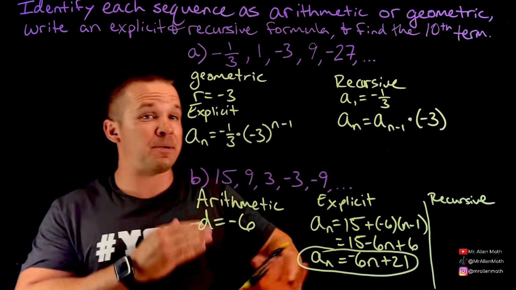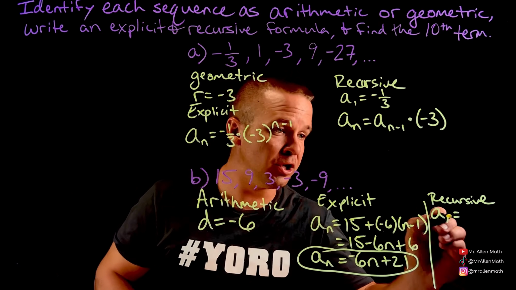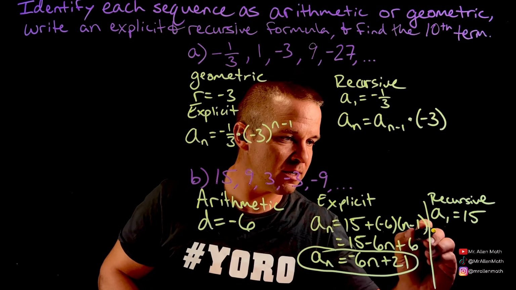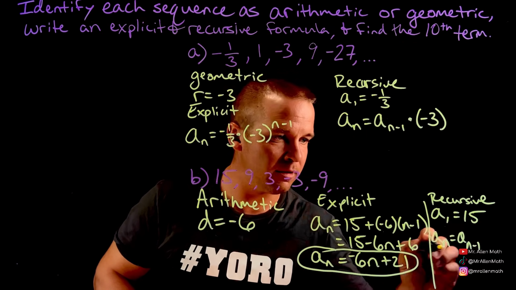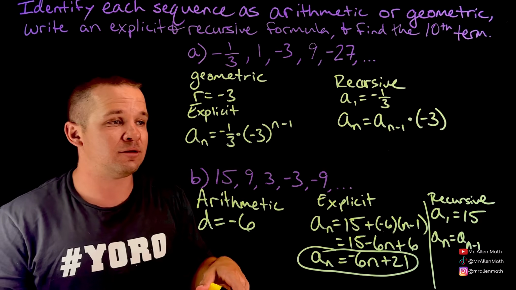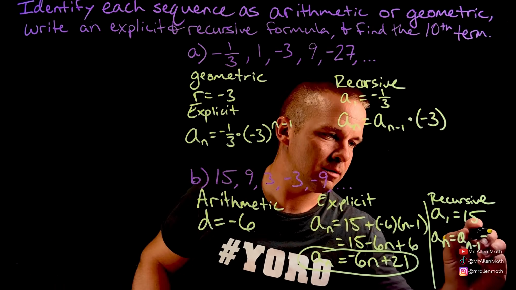All right, recursive. It depends on the first term, right? Because I got to use my previous term. A sub 1 is equal to 15. And then a sub n is equal to my previous term, a sub n minus 1. So the one before the one I want. And then what are we doing? We're subtracting 6. So minus 6.